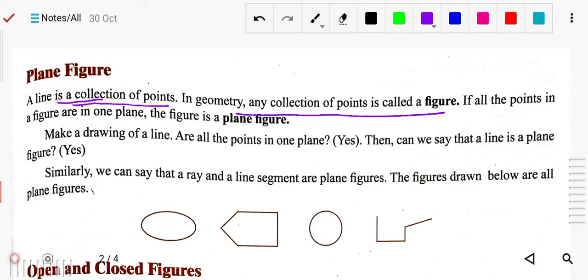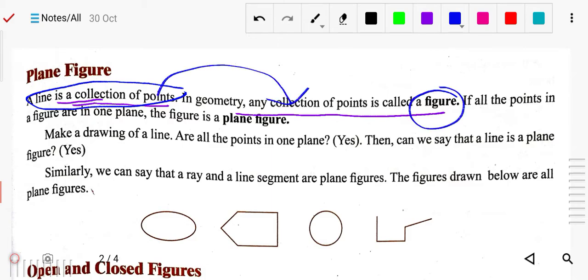So first of all, a line is a collection of points. Another definition about the line. What is a line? You can say that a line is a collection of points. So this is another definition of line. In geometry, any collection of points is called a figure. So any collection of points is called a figure.